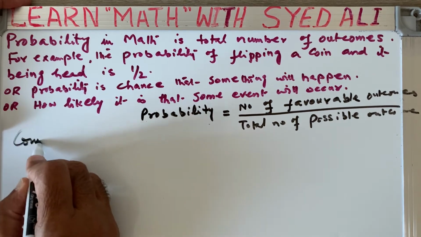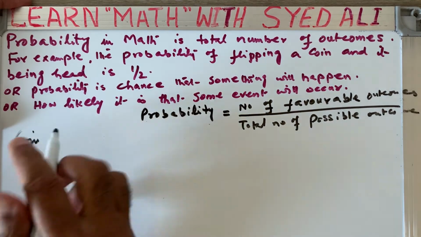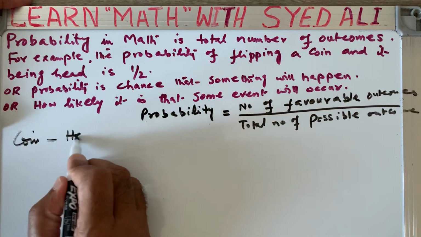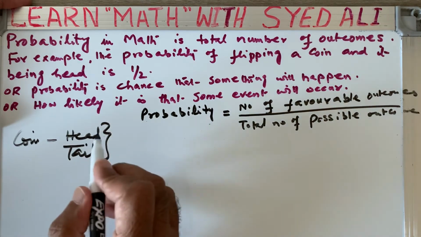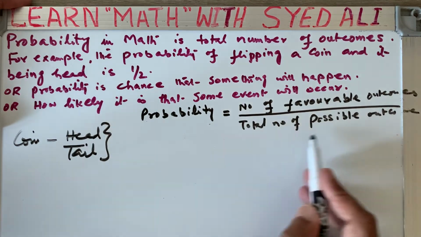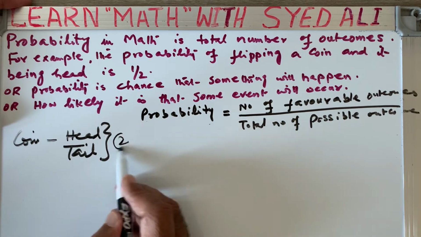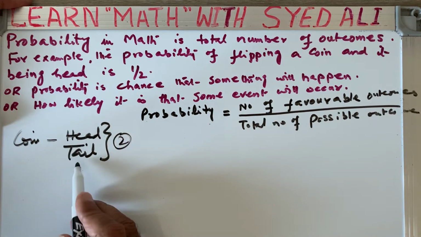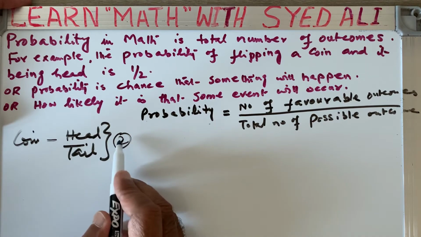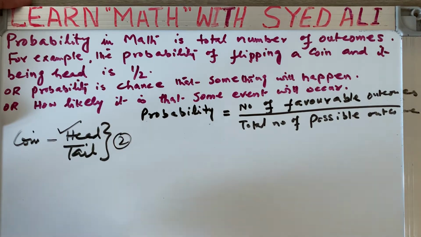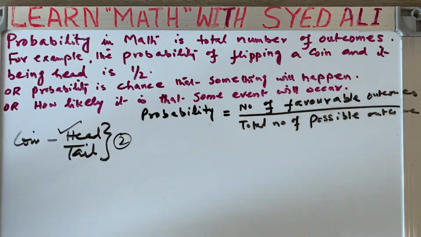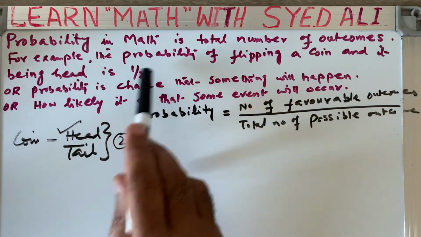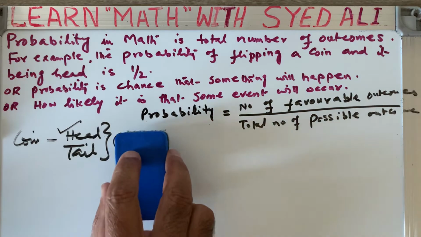So in the first example which we quoted, it's easy to understand that we have a coin and the coin has two faces, right? One is head and the other is tail. And if we toss the coin, what is the total number of possibilities? 2, because it may fall either head or tail. So what is the possibility of getting a head? It is 1 by 2. The number of favorable outcomes is 1 and the total number of outcomes is 2. So 1 over 2 is the probability of tossing a coin and getting a head.